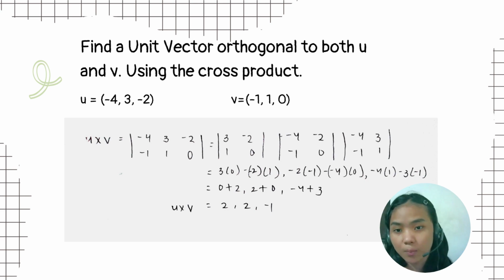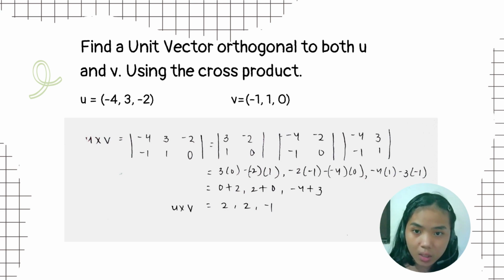So to get the product of u cross v, let's write the components of u into a matrix: -4, 3, and -2. And then the components of v: -1, 1, and 0. Our first step is to delete the first column, so it will just be 3, -2, 1, and 0. Let's cross multiply this: 3 times 0 minus -2 times 1, it will be 2.